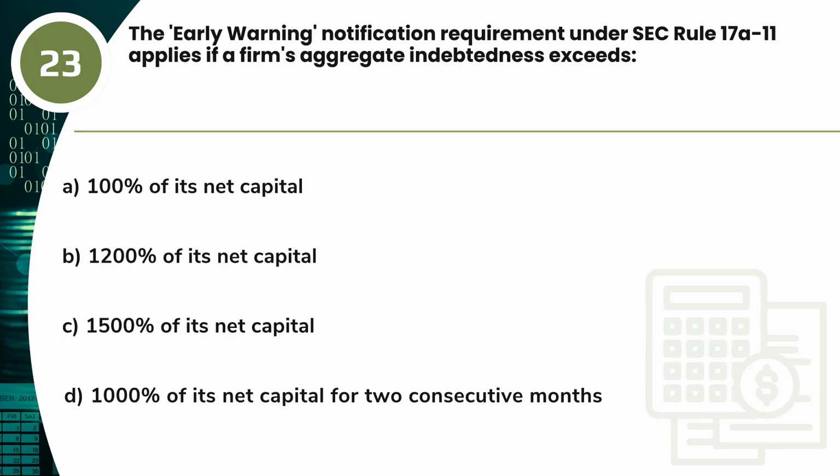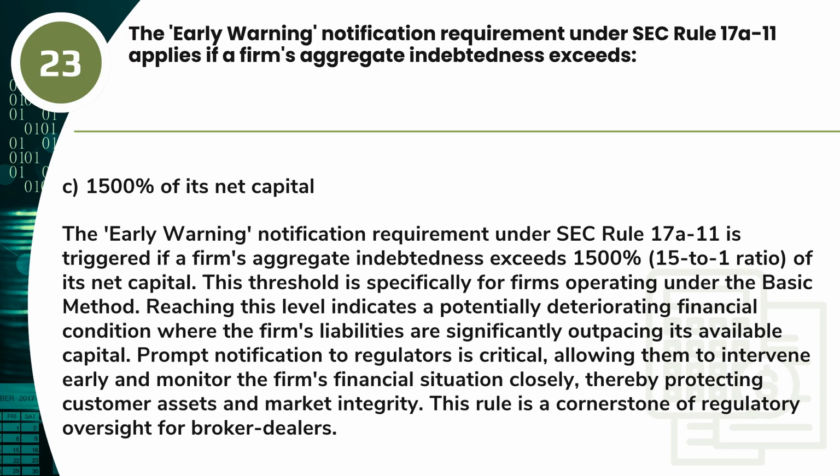Question 23. The early warning notification requirement under SEC Rule 17a-11 applies if a firm's aggregate indebtedness exceeds: A. 100% of its net capital, B. 1,200% of its net capital, C. 1,500% of its net capital, D. 1,000% of its net capital for 2 consecutive months. Answer: C. 1,500% of its net capital.